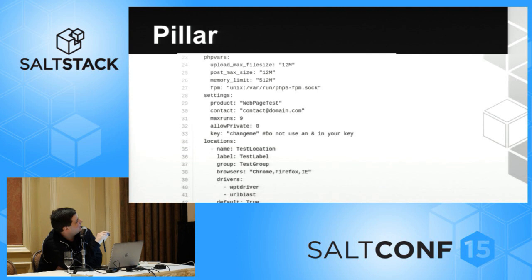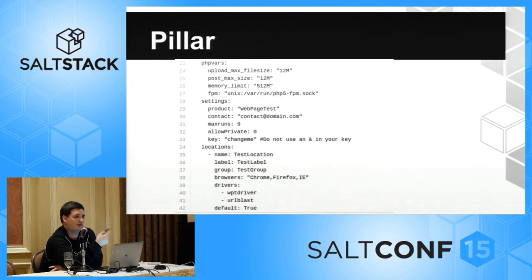We've got allow private, so allow private testing to be done, setting that as 0. The key that it uses to reach out and grab work, so the agents are configured with this key so they can reach in and grab work off the PHP nodes. And then here I've got a dictionary that contains a list of test locations. So on Pillar, you define all possible test locations that WebPageTest can test from. So that would be like Chicago, Virginia, Hong Kong, Sydney, etc. And you would define this series of values for each one in a list. The default one being which one shows up as default whenever you first load up the interface.